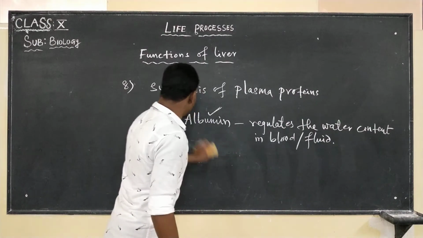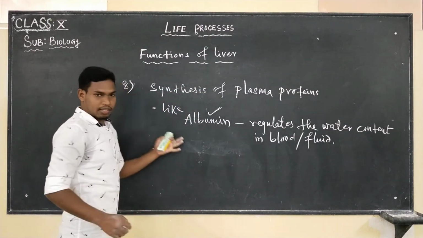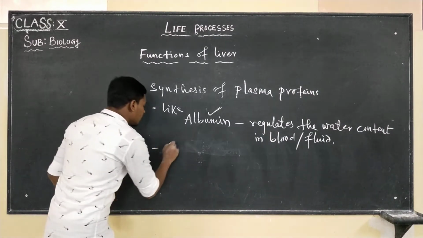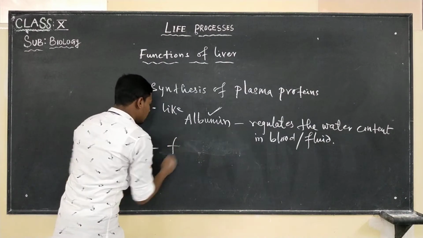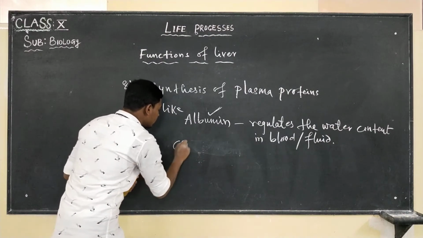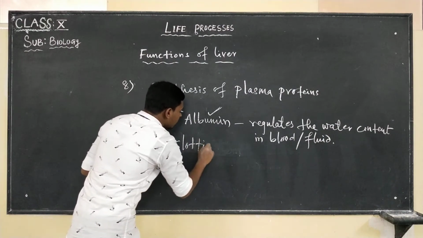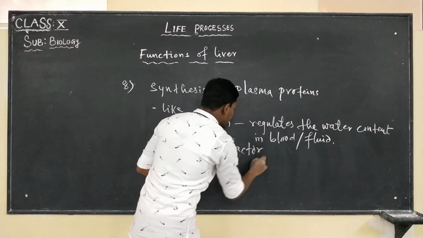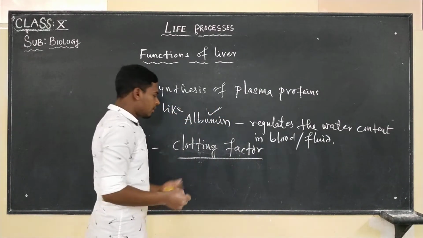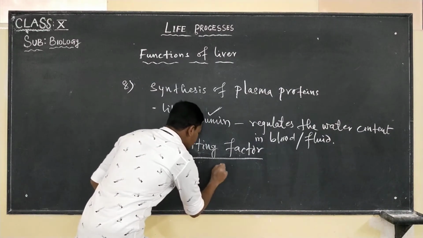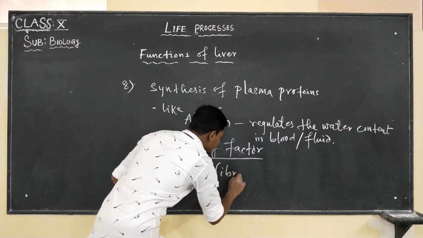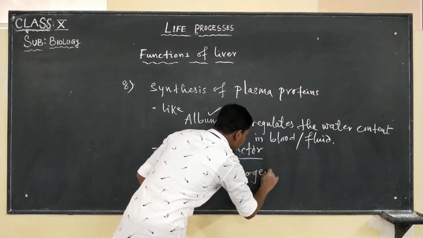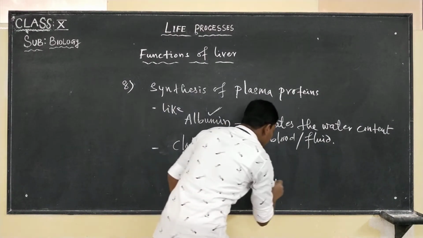And the next function performed by the liver is that it acts as a clotting factor. It acts as a clotting factor by generating fibrinogen and prothrombin.